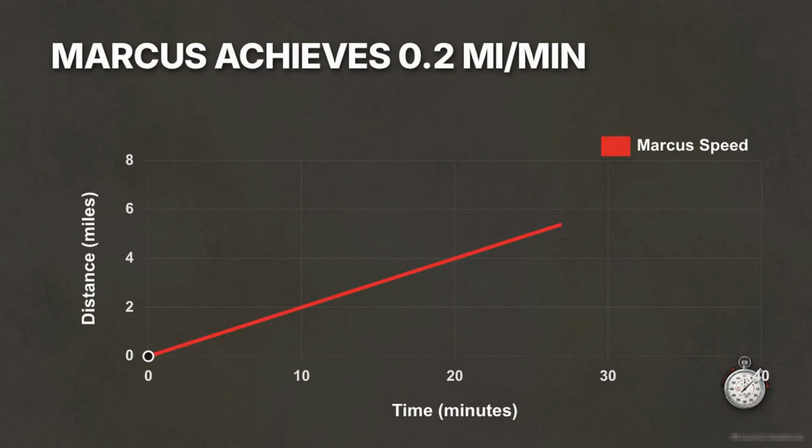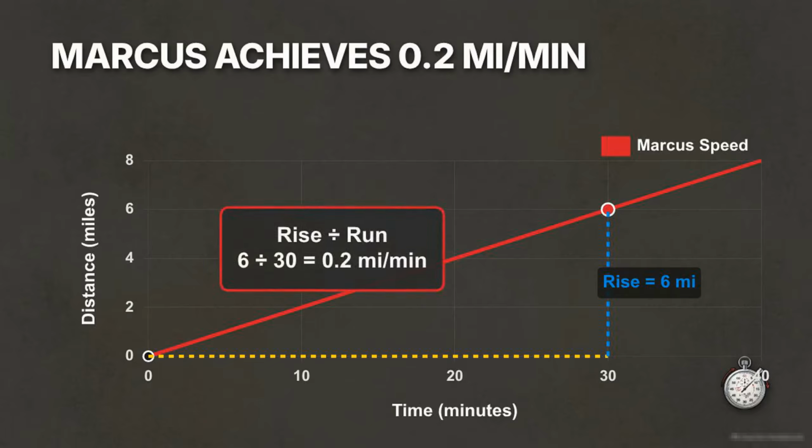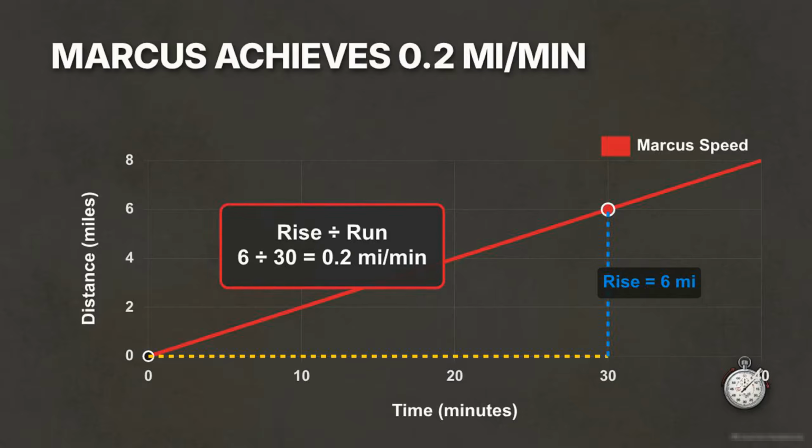To extract his rate, we calculate the rise over the run starting right from the origin point. His line goes up 6 miles on the y-axis and over 30 minutes on the x-axis. We divide that rise of 6 by the run of 30, and we get Marcus's unit rate, 0.2 miles per minute. Now that we have stripped away the formatting, we are left with three plain numbers. Comparing 0.3 to 0.25 to 0.2 is incredibly easy.